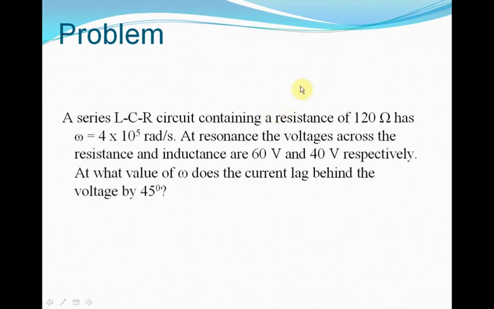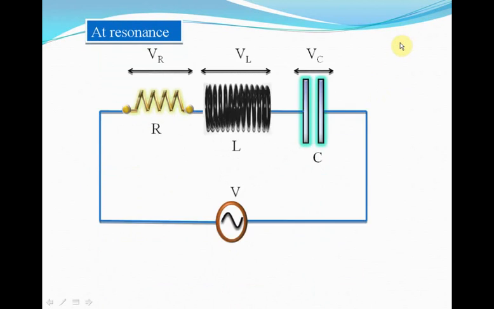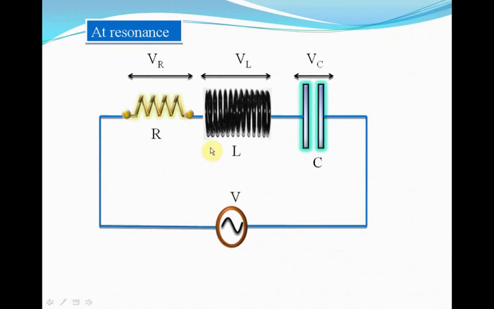This question definitely seems confusing. It's an LCR circuit and two different conditions are given in the question. Omega is 4 into 10 raised to 5 and a certain condition is given. Then we're asked, what the value of omega is so that the current is behind the voltage by 45 degrees. Again in this question, we are basically given an LCR circuit, something like this.